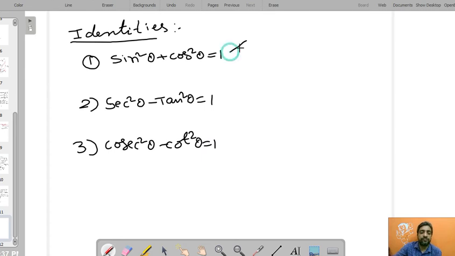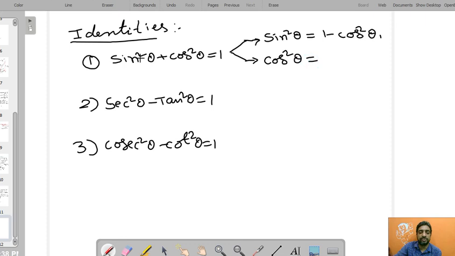Right. So from the first identity, we can write two more identities or formulas. If sine square plus cos square is equal to 1, send cos square to that side, what happens? Sine square theta is equal to 1 minus cos square theta. In the same way, if we want cos square theta, send sine square to the right hand side, and that will be 1 minus sine square theta.